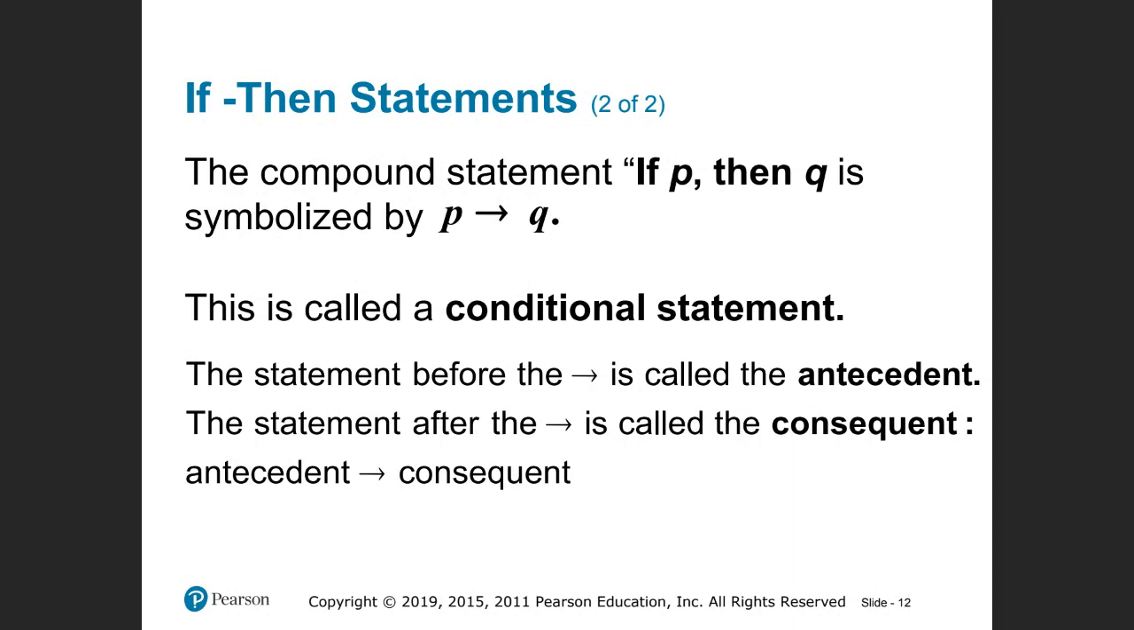The compound statement, if P then Q, is symbolized by P with an arrow pointing toward the Q, and this is called a conditional statement. The statement before the arrow is the antecedent, anti means preceding, and the statement after the arrow is called the consequent.